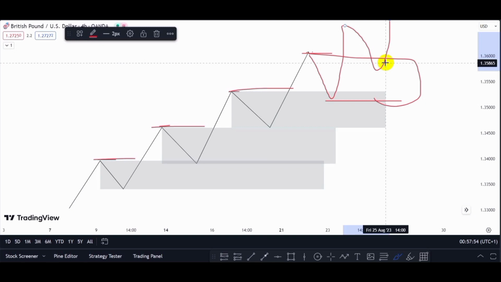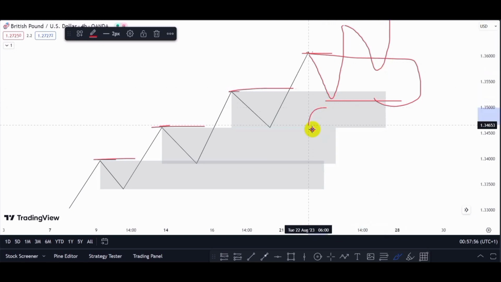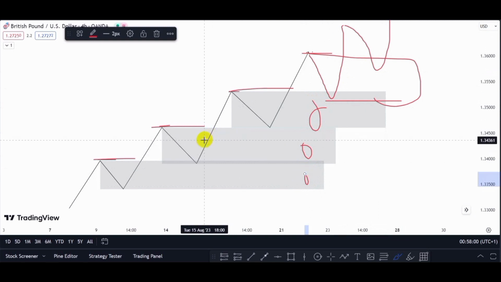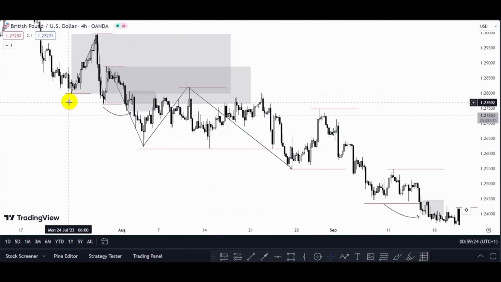And when you mark out the IOF zones, we're going to be paying attention to sponsorship candles within the zone, order blocks, fair value gaps, and breaker blocks. I'm going to head back to the chart to look at this from real-time chart examples. So from the chart, you can see we have the push to the downside that took out the sell side liquidity.